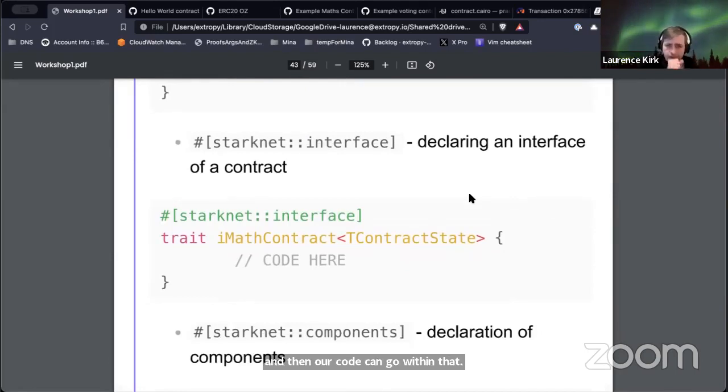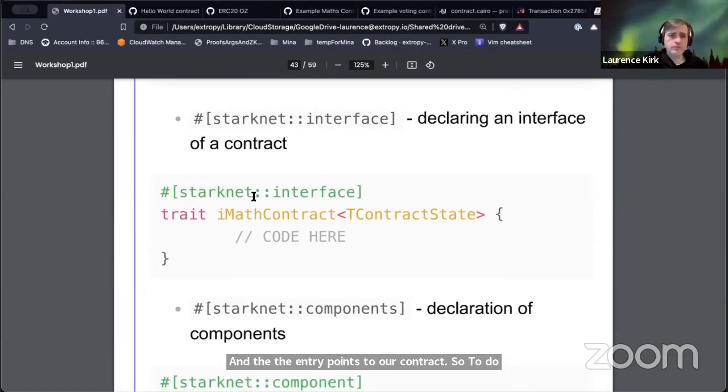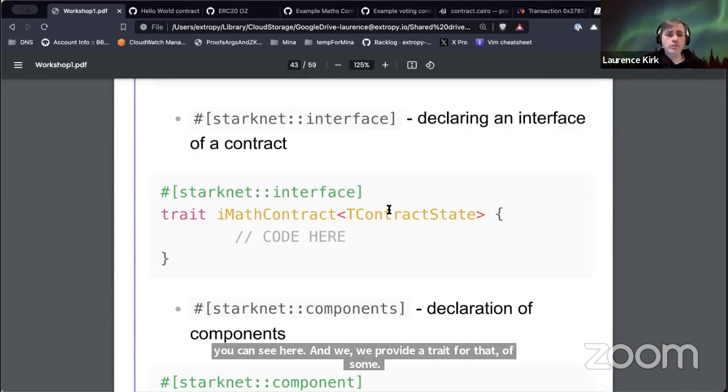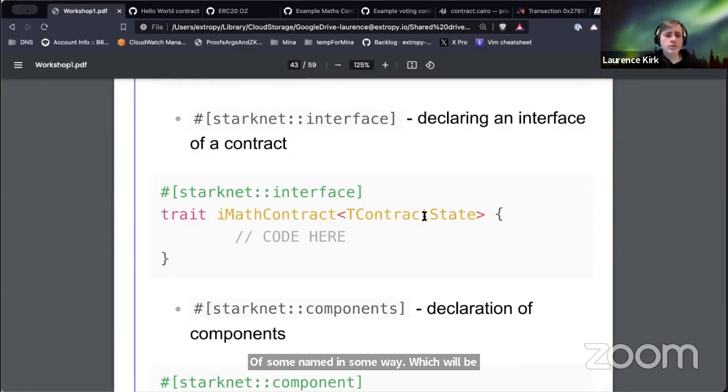Now, one change that we've had more recently is the idea of interfaces, or the way that this has been done has changed. What we use this for is really the same way that we use interfaces in other languages: to provide a description, or a skeleton really, of how we can interact with our contract and the entry points to our contract. To do this, we use this interface, as you can see here, and we provide a trait for that, named in some way, which will be parameterized with contract state. And then within that, where we've got code here, you would put in the different functions that this contract is going to provide.